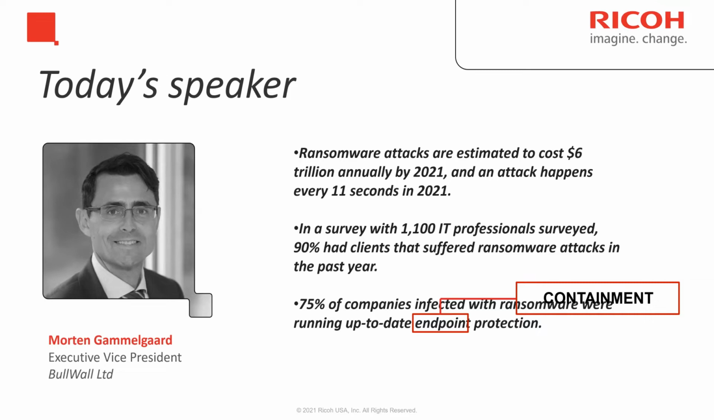So ransomware is a big global problem. It's estimated that this year alone, it's going to cost the world economy 6 trillion. Sorry, it should say billion there, obviously. $6 billion, and an attack happens every 11 seconds. What's very, very interesting is that out of all the companies that are infected with ransomware, 75% of them was running up to date endpoint and perimeter protection. So they had all the tools in place to stop it, but unfortunately it didn't.